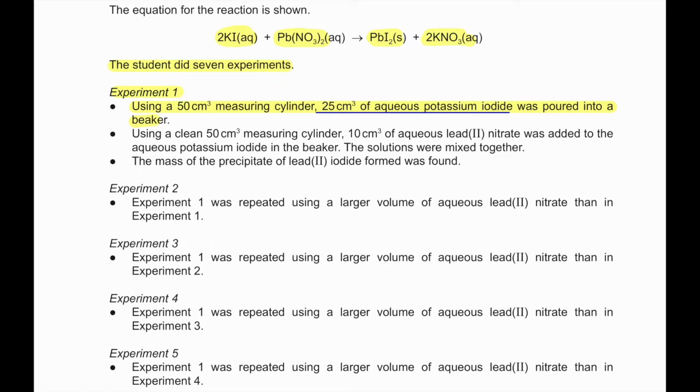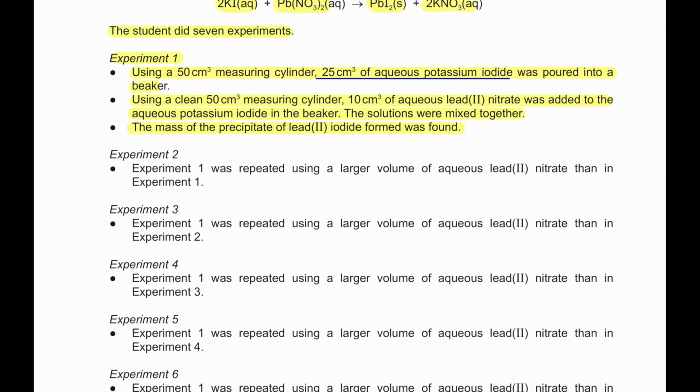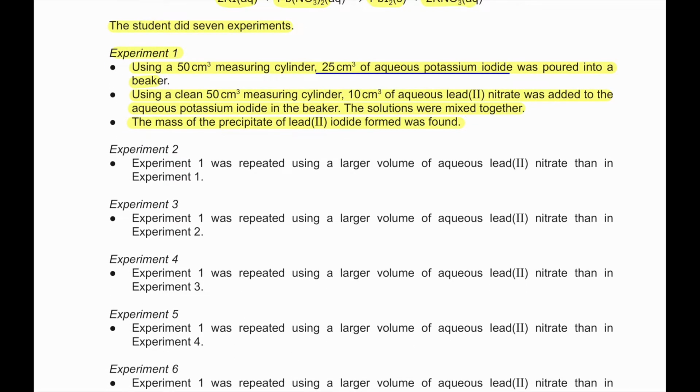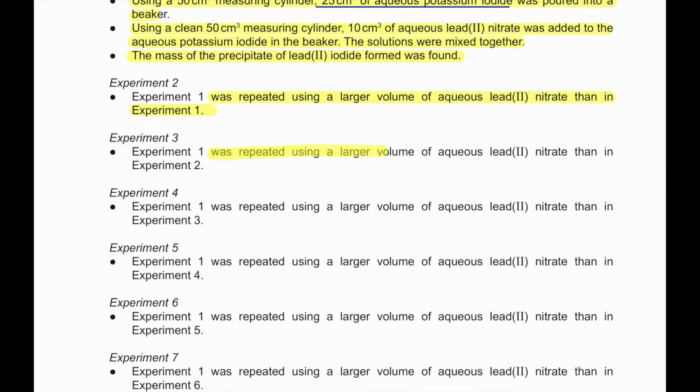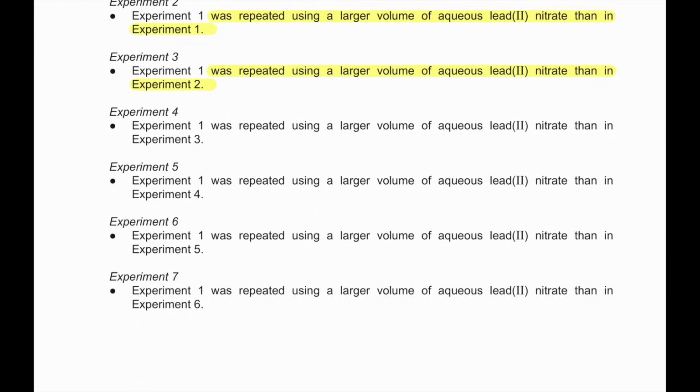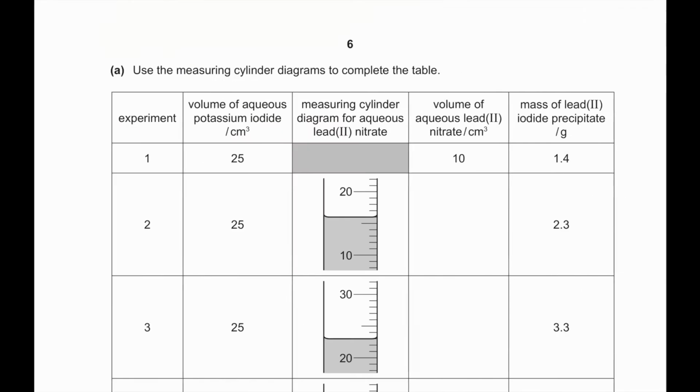However, using a clean 50 cm3 measuring cylinder, 10 cm3 of lead 2 nitrate was added to the aqueous potassium iodide in the beaker. The solution was mixed together. The mass of the precipitate of lead 2 iodide formed was found. Experiment 2 was repeated using a larger volume of lead 2 nitrate than in experiment 1. Then again, the experiment was repeated using a larger volume of lead 2 nitrate than in experiment 2. And the process went on until experiment 7.